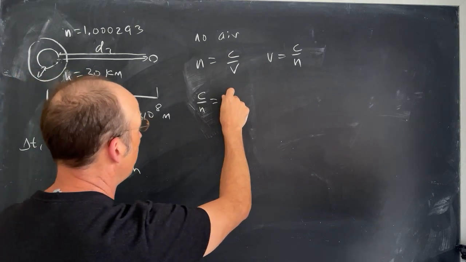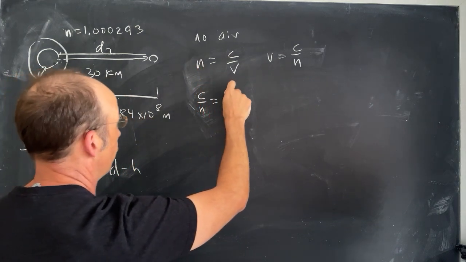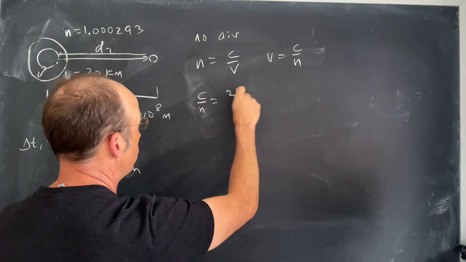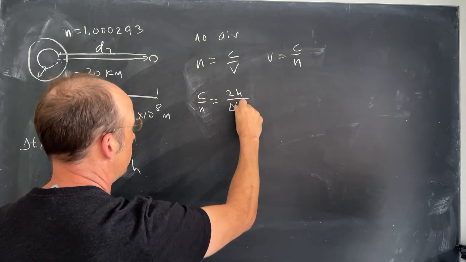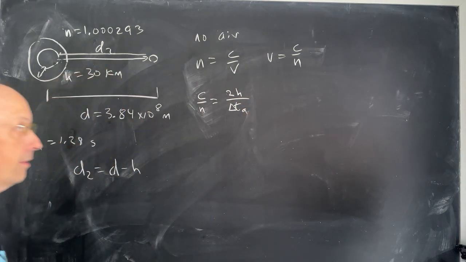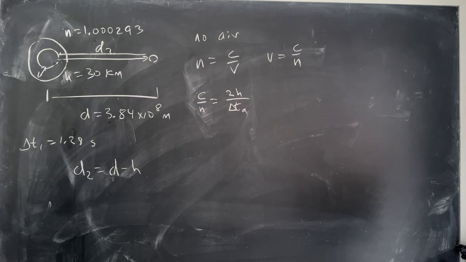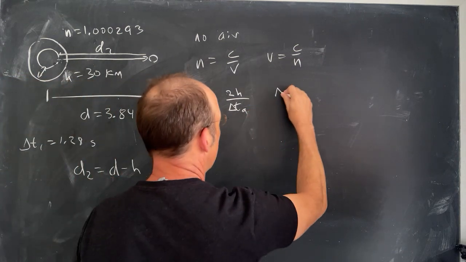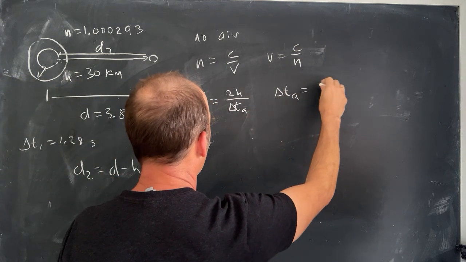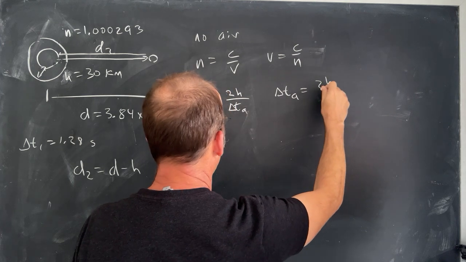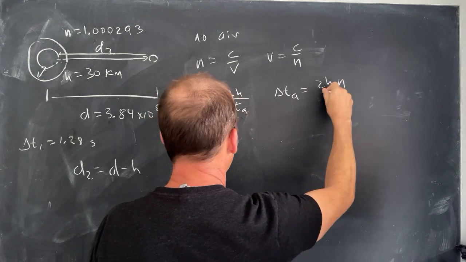So the first time is going to be the distance through the atmosphere twice, so 2h over delta T A. That's the time through the atmosphere, and I can calculate that. Delta T A is going to be equal to 2h times n over c.